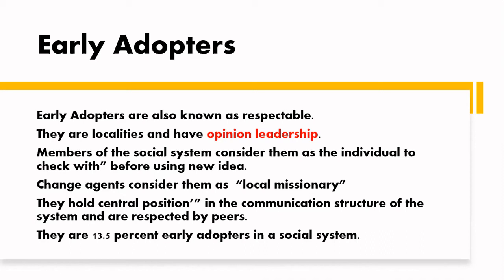And what they do is, if other people are happy with that technology, the early adopters are happy to follow the innovators. Normally they are 13.5% of the social system. They also hold the central positions in the communication structure of the system and are respected by their peers. These are the people who wait for others to practice, and then in the second stage they adopt the new technology. Change agents consider these people as local missionaries, right?